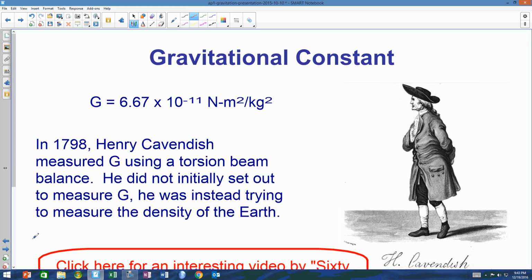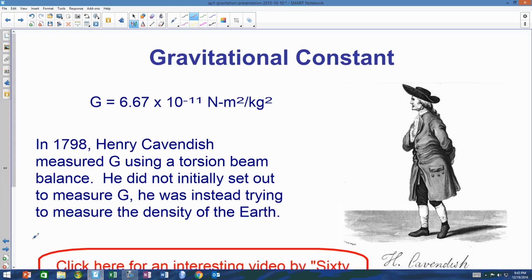There is a proportionality constant that goes along with the law of gravitation. So there's a proportionality between the masses, and it's inversely proportional to the distance squared. The proportionality constant is called the gravitational constant. It's equal to 6.67 times 10 to the negative 11 Newton meters squared per kilogram squared.